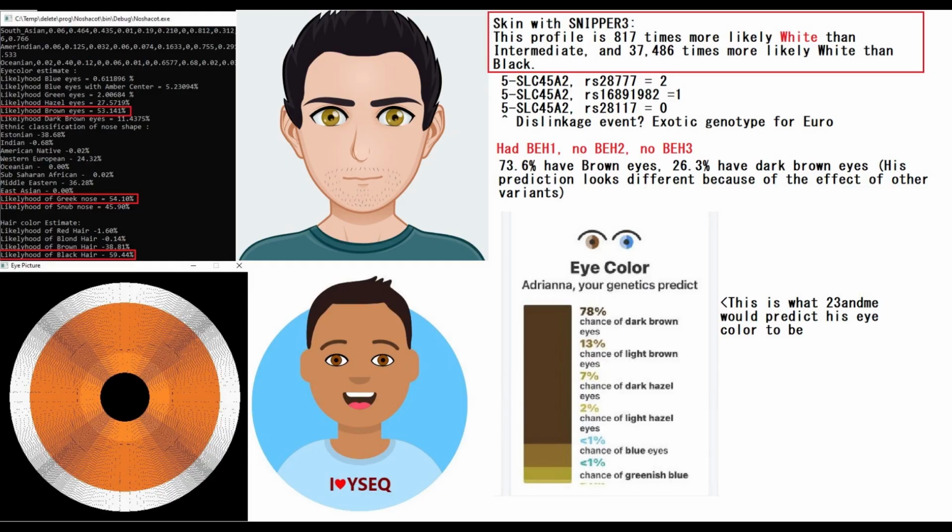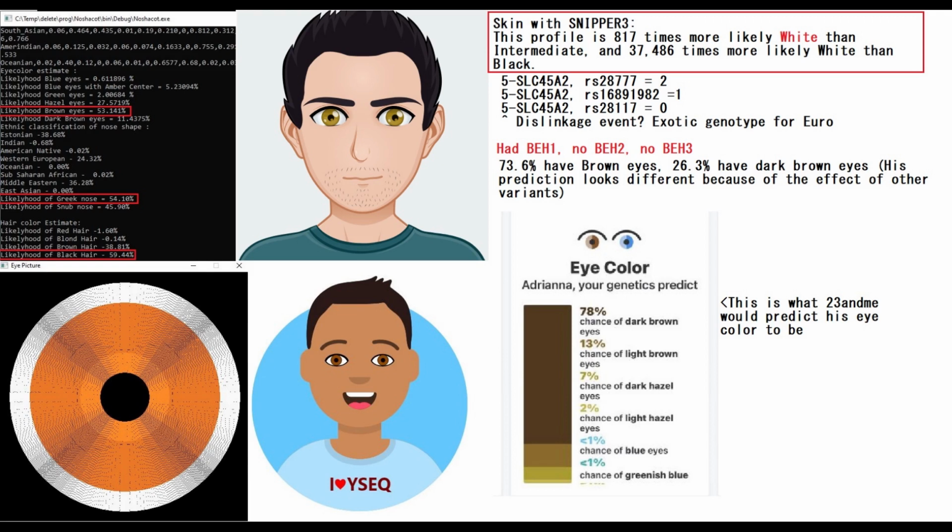NOSHACOT is predicting him to have brown eyes, Greek shaped nose and black hair. YSEC and Snipper Free are also predicting him to have brown eyes, black hair, and basically dark. Well, YSEC is saying he had dark skin, but Snipper Free is saying he had very white skin. I'm inclined to go with what Snipper Free is predicting because it has a much bigger database and is looking at a lot more SNPs to determine these traits.